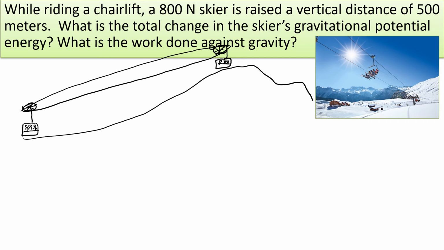Okay, so here's the scenario. We got these people down here, and the chairlift lifts them to the top of the mountain so that they could ski back down. So the chairlift is doing the work for them. There's some engines that are doing the work in those chairlifts, exerting a force over a distance, right?